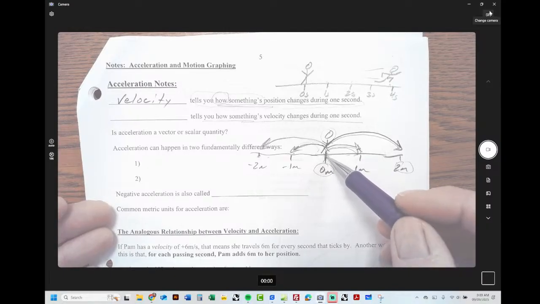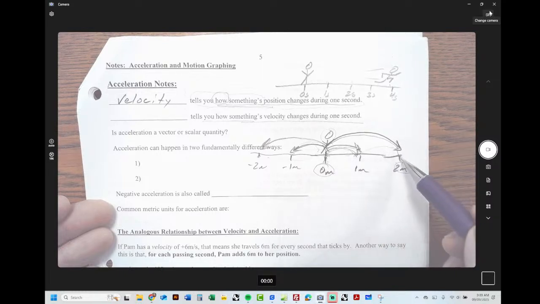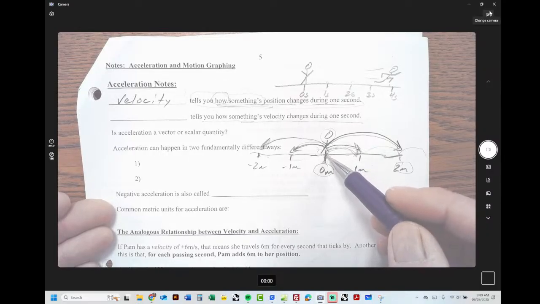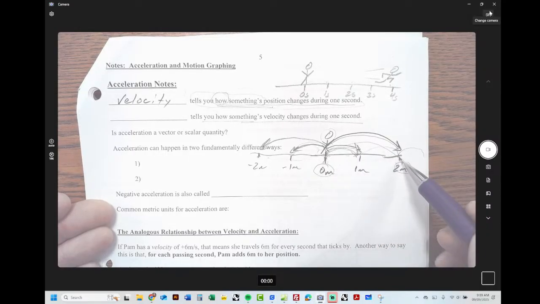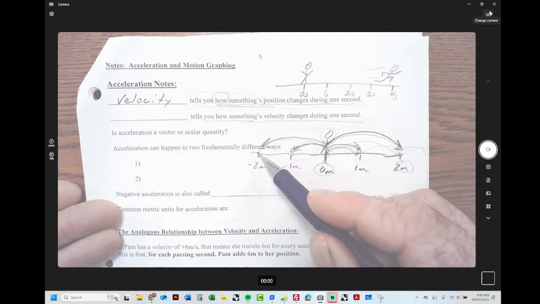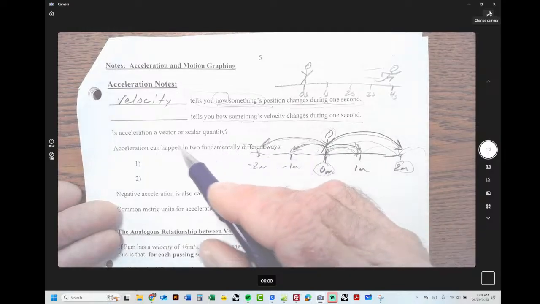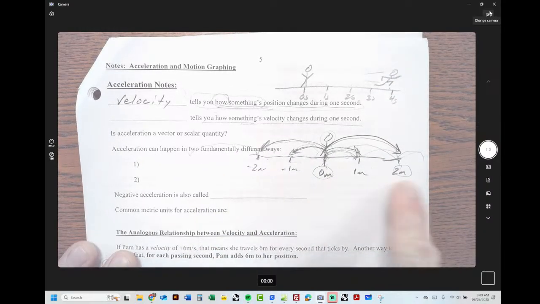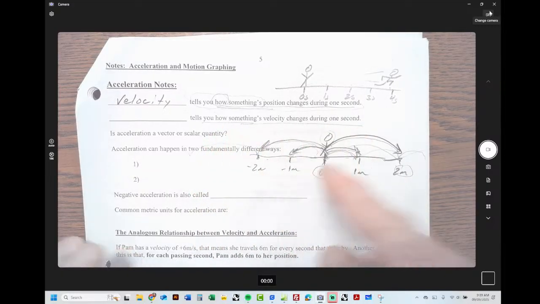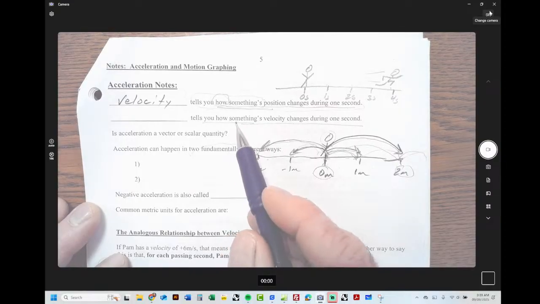So +1 meter per second means you add a meter every second. You're here, then you're here, then you're here every second. And +2 meters per second means you're here, 1 second later you're there, a second later you're at 4 meters. -2 means you start here, 1 second later you're here, and another second later you're at -4, then -6. Okay. So that's velocity. It's how far you go and in which direction during a certain amount of time.